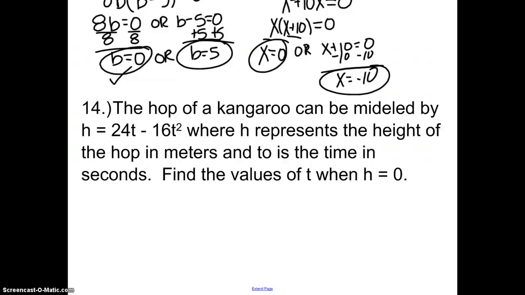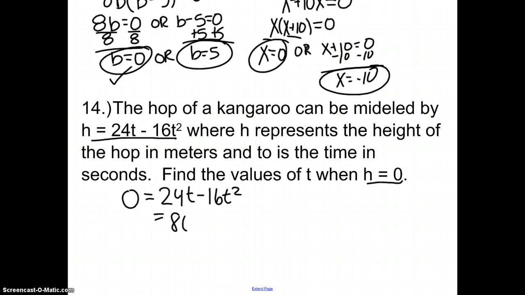And now 14. The hop of a kangaroo can be modeled by h equals 24t minus 16t squared, where h is the height of the hop and t is the time in seconds. So we're going to find the values of t when we're given h equals 0. So in our equation, we're plugging in 0 for h. So 0 equals 24t minus 16t squared. And now we're going to have to factor this so we can solve. We can pull out an 8t from both terms. And we have 3 minus 2t left. And set each of them equal to 0.